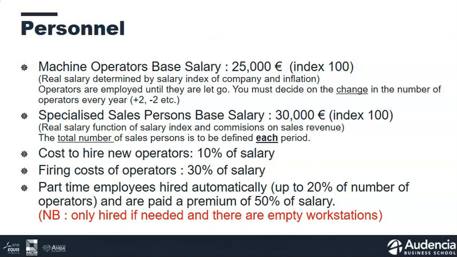Part-time employees will be hired automatically up to 20% of the number of operators and are paid a premium. So if you have machines available and you don't have the people, and you ask your company to produce more bikes and there's not enough people to produce the bikes, part-time workers will be hired automatically, but only up to a limit of 20% of the total number of operators.